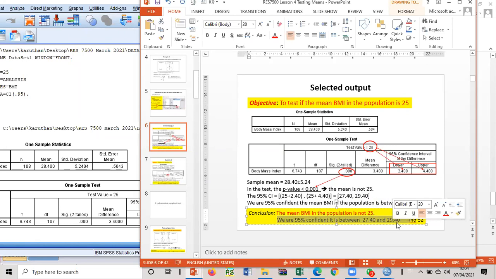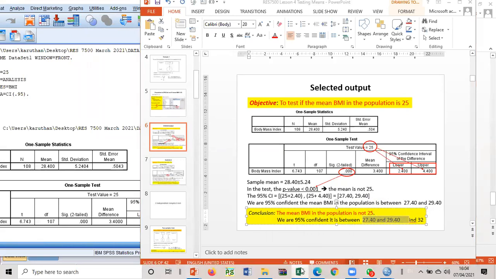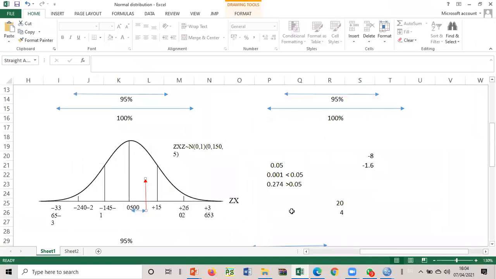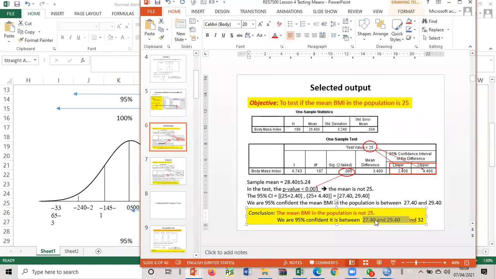Excuse me, Professor. Why is 32 possible? Because this is for the average, not for the individuals. Just now, the probability in the Excel was for the individuals, right? But here, we are talking about the average, not the individuals. So you mean to say the range 27.4 to 29.4 is not a bell curve? No, it's a bell curve. We are talking about where it is centered. You're not asking whether outside or inside. Where is the mean centered?